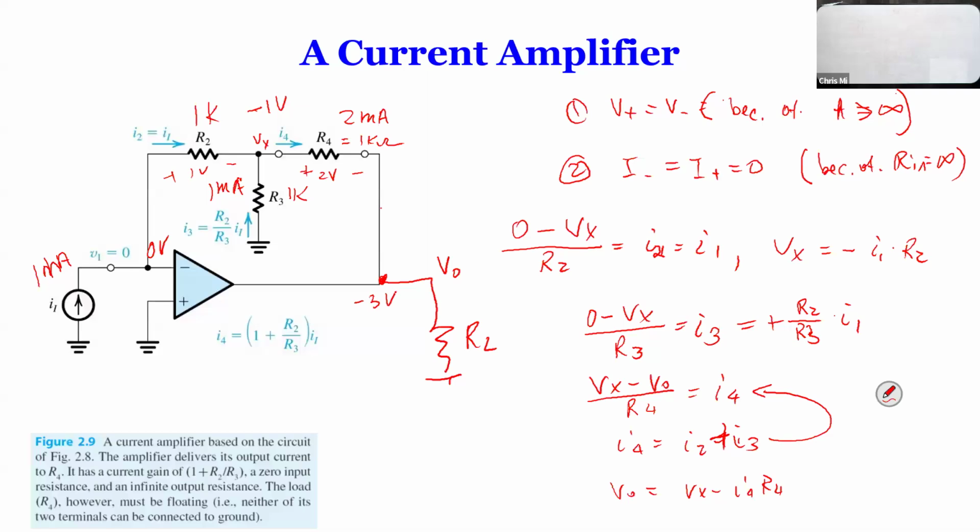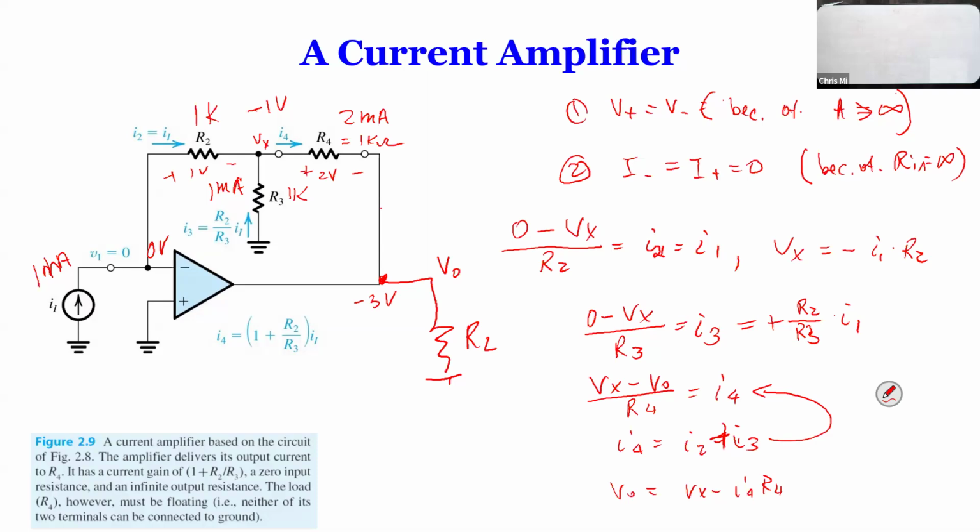This is also one case, so 1 milliamp going up. So 1 milli plus 1 milli is 2 milli. So 2 milliamps through R4 times 1K is 2 volts. So from Vx to that is 2 volts. But Vx is already minus 1. So therefore, this is minus 3.